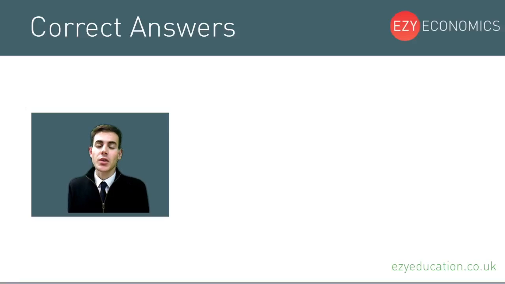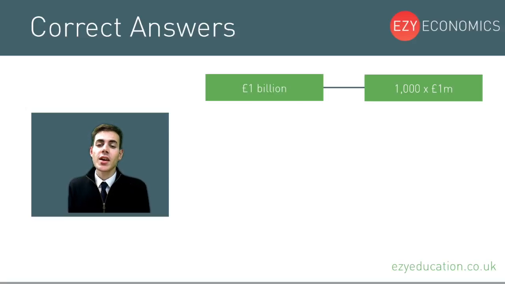Okay, so in this question we had to complete the correct matches. The first correct match is that £1 billion is equal to 1,000 multiplied by £1,000,000. Why is this the case?